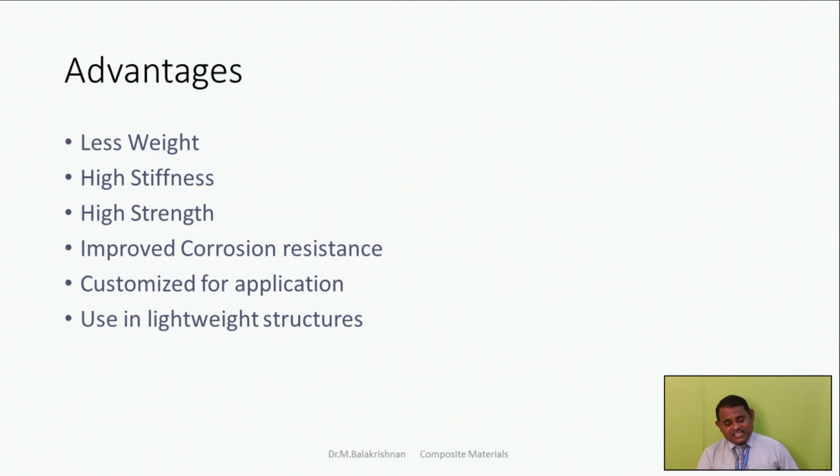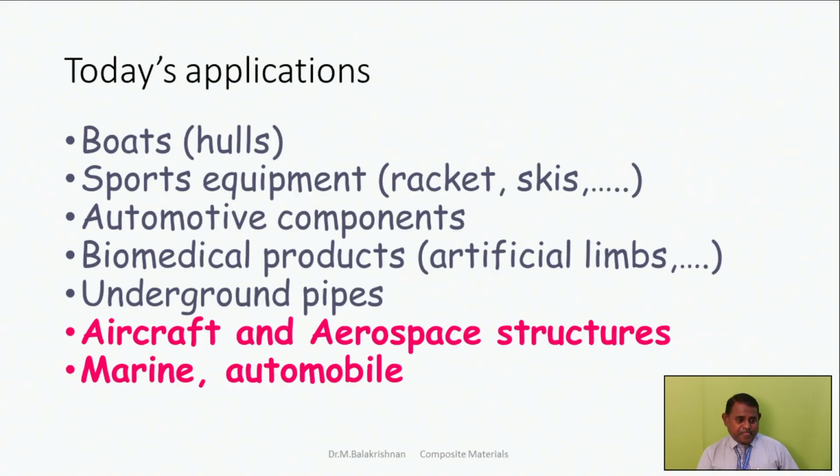And the advantages: naturally it offers less weight, high stiffness, high strength, improved corrosion resistance, and customization for application. Use in lightweight structures are the key benefits of composite material. And today's applications: boat hulls, sports equipment, rackets, skis, and many automotive components. I cannot list everything here, because starting from automobile bodies and moving to engine components like pistons, gudgeon pins, and crankcase, everything is nowadays being changed from existing materials like cast iron and other aluminum to various combinations of composite materials.